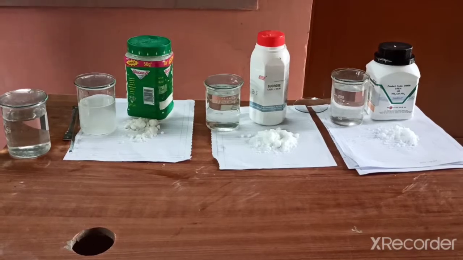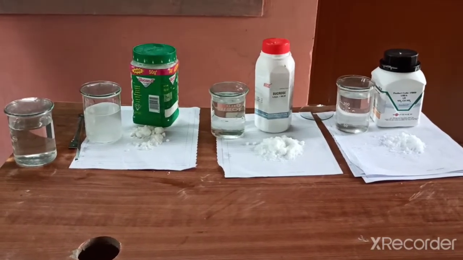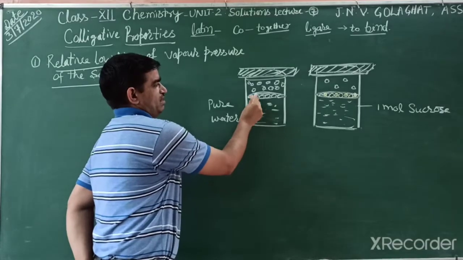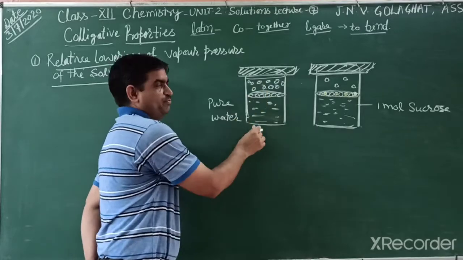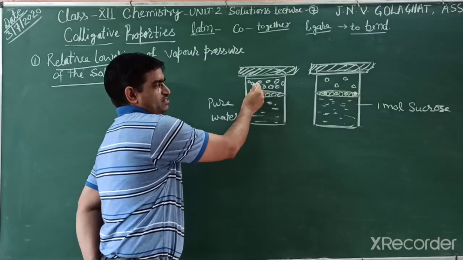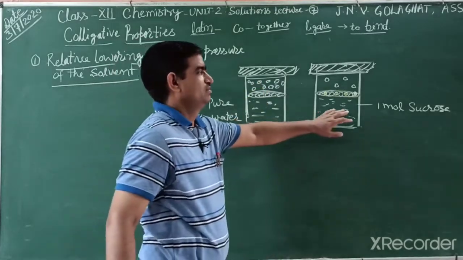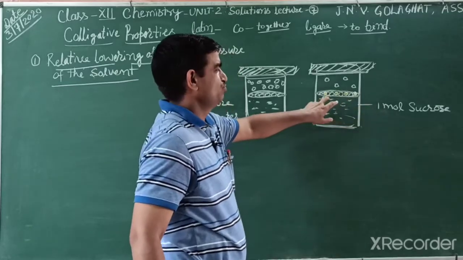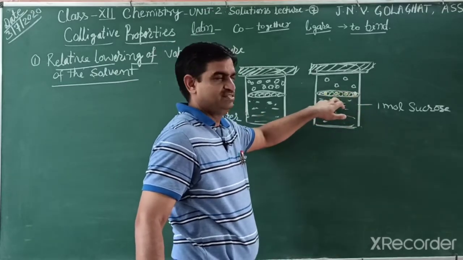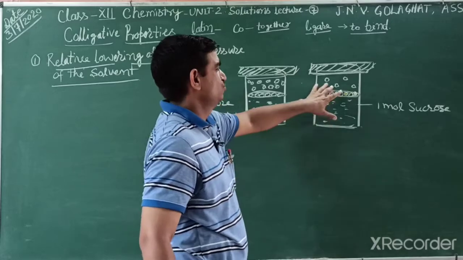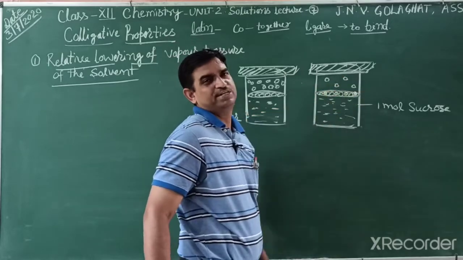We can explain this mathematically. In pure water, all water molecules evaporate into the vapor phase. But in this solution, some sucrose molecules occupy the surface and they are not vaporized. So the vapor pressure is a reduced pressure.